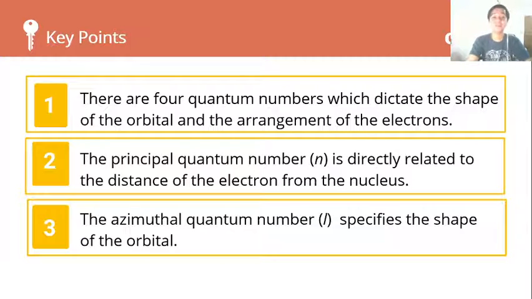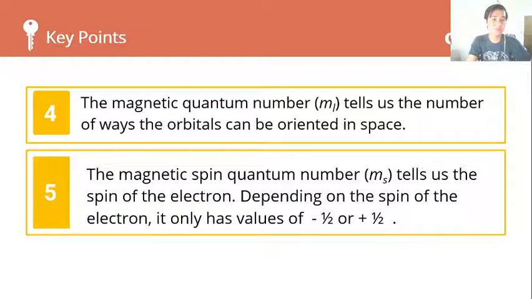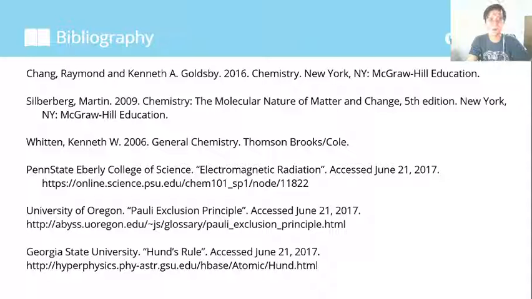So in summary, there are 4 quantum numbers which dictate the shape of the orbital and the arrangement of the electrons. First, the principal quantum number, which is directly related to the distance of the electrons from the nucleus. Second is the azimuthal quantum number, represented by the letter L, which specifies the shape of the orbital. The magnetic quantum number tells us the number of ways the orbital can be oriented in space, or the positioning. And the magnetic spin quantum number tells us the spin of the electrons. It could have a value of only negative 1/2 or positive 1/2.